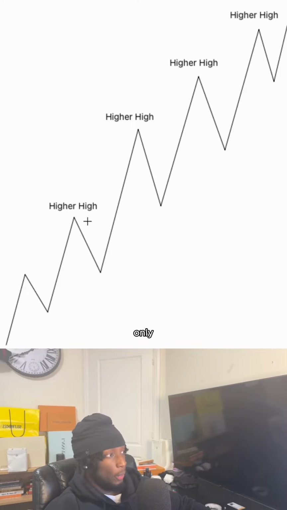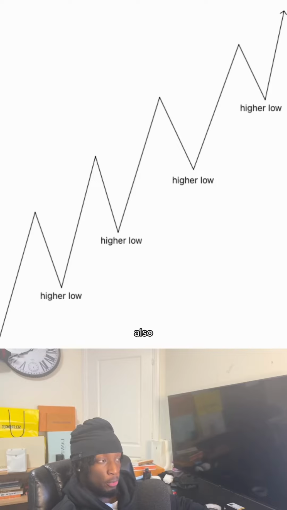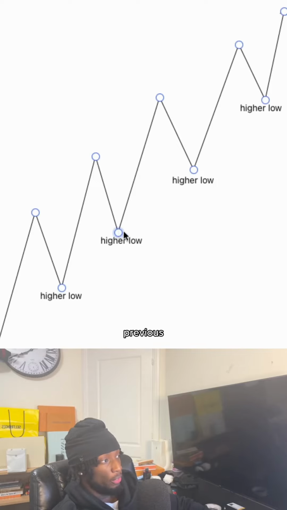And remember, we can only acknowledge a higher high once the structure has been broken by the previous high, like this. Therefore, as soon as we go above this structure line, we form a new higher high, here, here, here, and also here. An uptrend also forms higher lows, which are literally just lows being higher than the previous low. So here, this low is higher than this low, which is higher than this low, and this low is higher than this low.